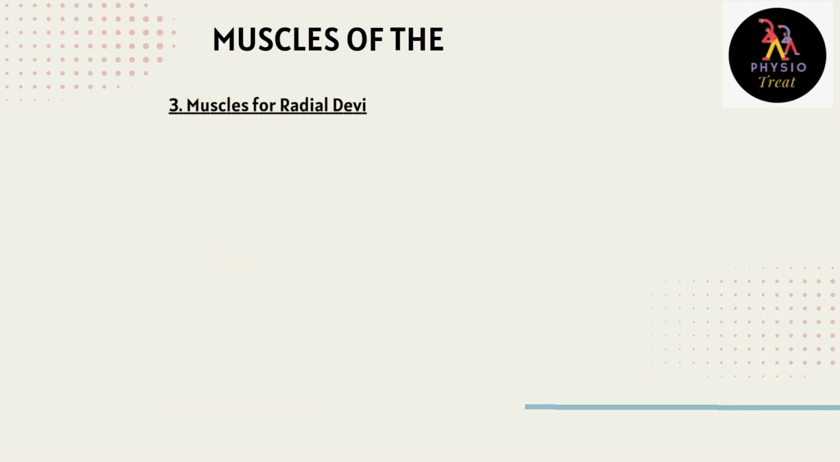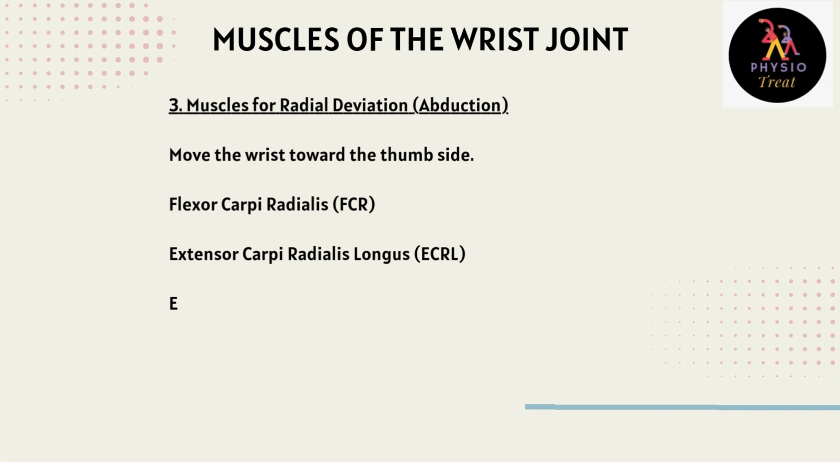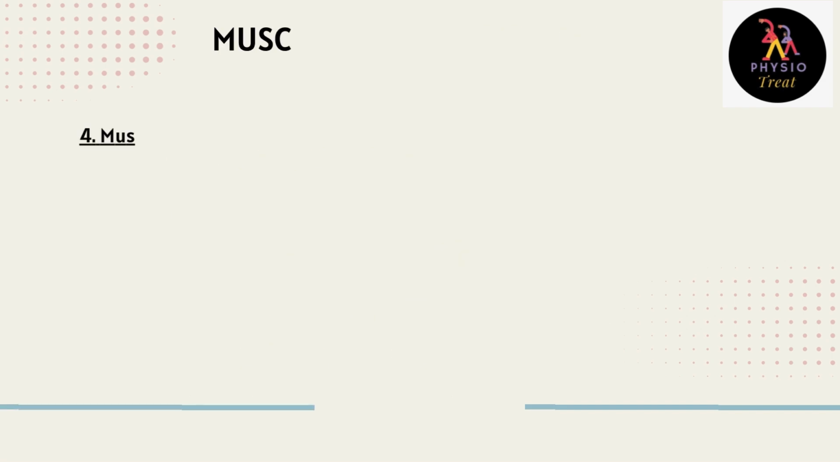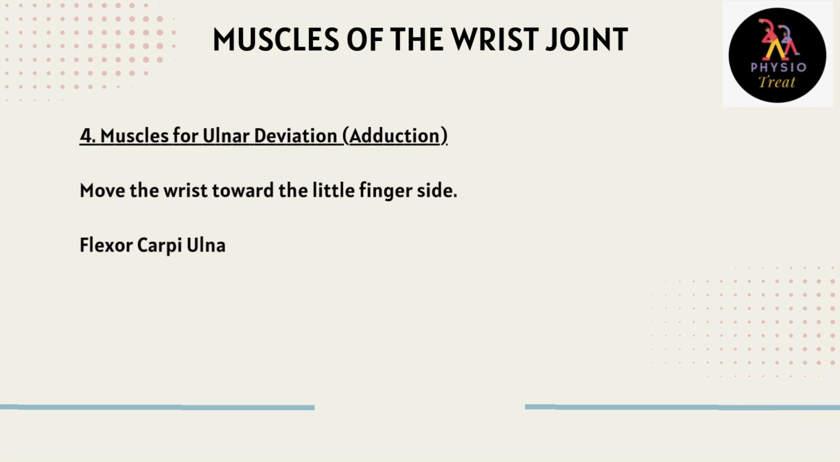Muscles for radial deviation. Move the wrist toward the thumb side. Flexor carpi radialis. Extensor carpi radialis longus. Extensor carpi radialis brevis. Abductor pollicis longus. Extensor pollicis brevis. Muscles for ulnar deviation. Move the wrist toward the little finger side. Flexor carpi ulnaris. Extensor carpi ulnaris.